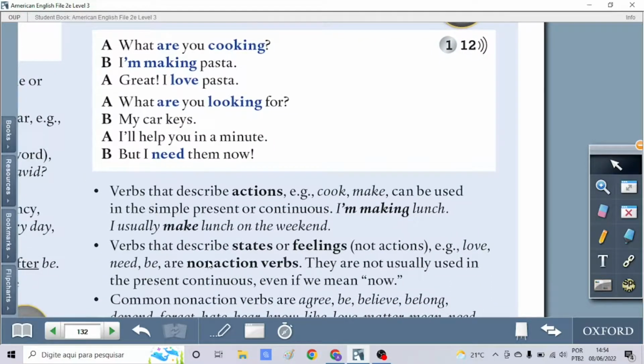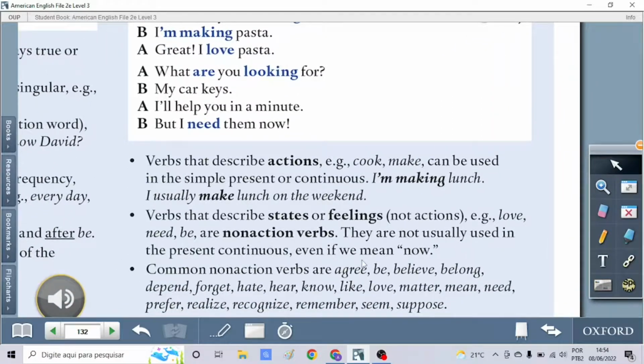Verbs that describe states or feelings, they are non-action verbs. For example, love, need, be. Okay, for these verbs, we don't usually use them in the present continuous tense, even if we mean now. Let's see some examples.